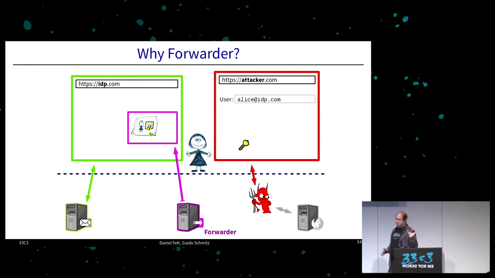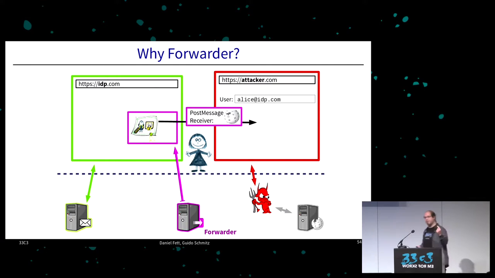Now you can think this forwarder may also be malicious, but let's talk about this in a second. So let's just talk about what the forwarder does. The forwarder gets the user assertion, and he gets the key to decrypt the tag. And now he can instruct the browser to send a post message, but only to a window of Wikipedia. So the browser checks: is the receiver a window of Wikipedia or not? And if it's not, it doesn't deliver this message. So this protects the user assertion from being leaked.